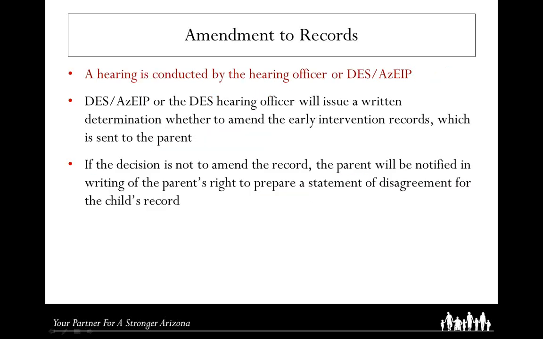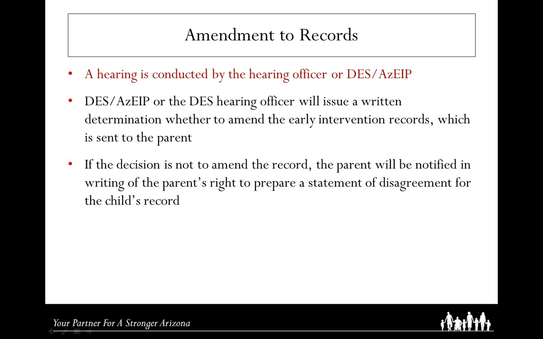The hearing is then conducted by an impartial individual, either the DES hearing officer or the DES AZIP executive director or designee. This individual is someone who does not have a direct interest in the outcome of the hearing. A decision is made in writing within a reasonable period of time after the hearing. The decision is based solely on the evidence presented at the hearing and must include a summary of the evidence and the reasons for the decision.